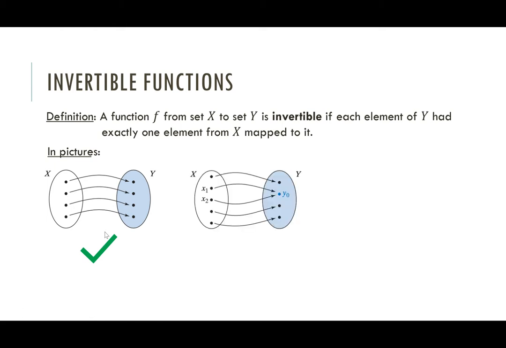But what about this function from x to y? Well, here, this y0 has more than one element mapped to it. And so this, by definition, is not invertible.